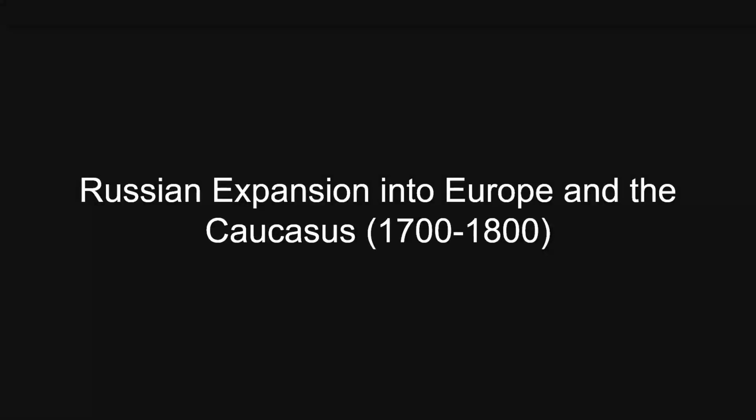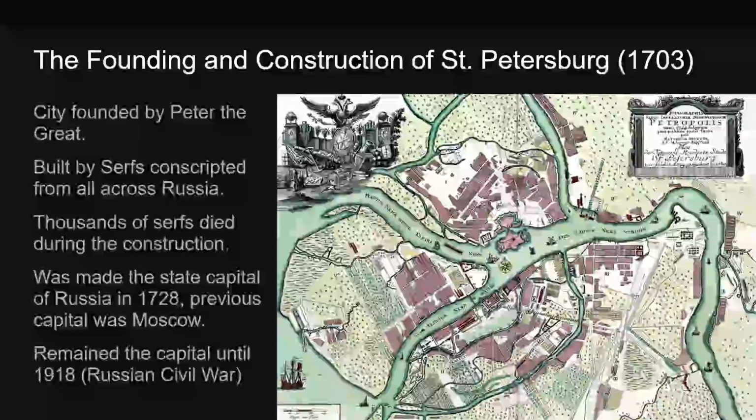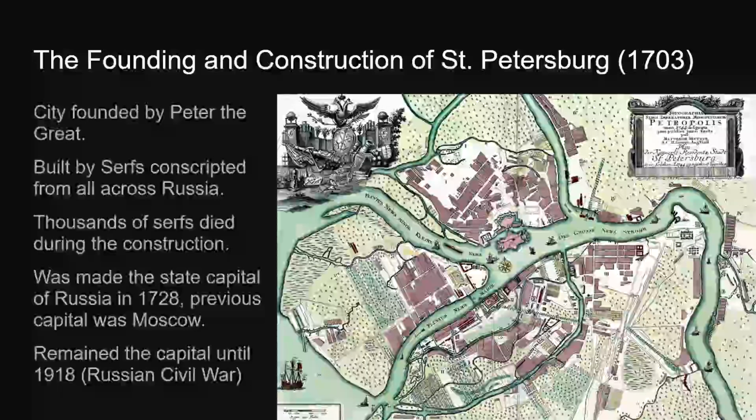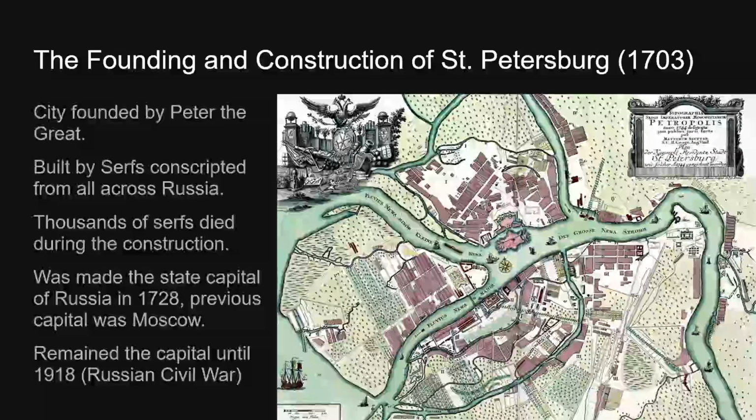Russia's further expansion into Europe and the Caucasus. All events between the years 1700 and 1800. The city of St. Petersburg was built on the Baltic coast from lands gained from the previous war with Sweden. The city was built by serfs, conscripted all across Russia, and thousands would die from the harsh conditions during construction.